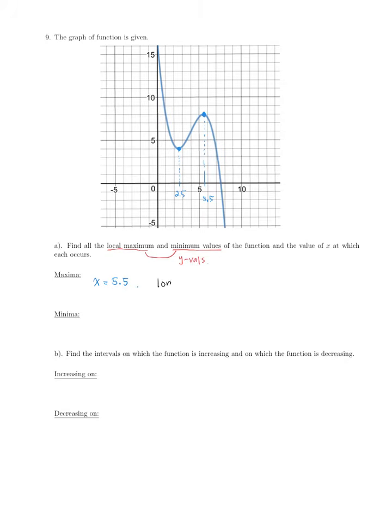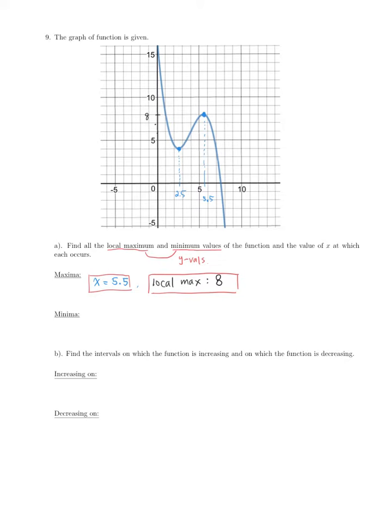And the local max, sorry, the local max is going to be the y value. So it's going to occur at 5.5, and what is the corresponding y value there? Let me see, 5, 6, 7, 8. All right, so the local max is going to be 8. So that's the answer. And I did ask you for what value of x, so x equals 5.5.